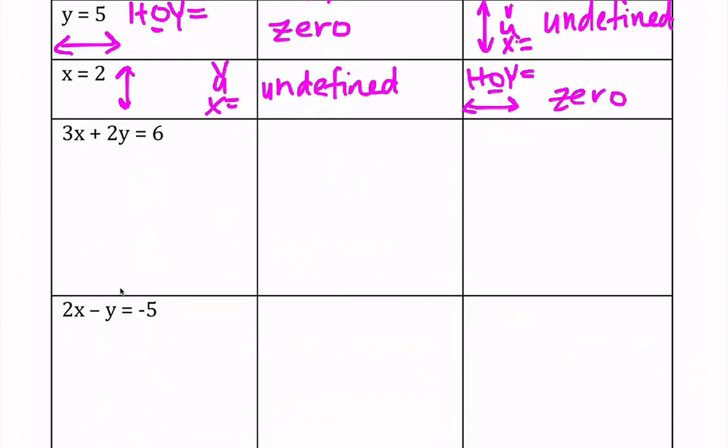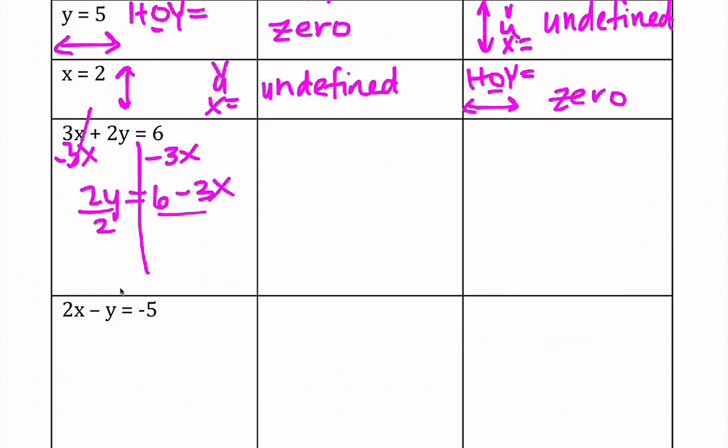All right, on this next one, unfortunately, y is not by itself, so I'm going to have to solve for it. First, by taking away 3x's from each side. So I'm going to be left with 2y equals 6 minus 3x. Next, to get rid of that 2, I'm going to divide both sides by 2 and get y equals, first I have a 6 divided by 2, which is 3. Then I have negative 3x divided by 2, which is going to give me a negative 3 over 2x.